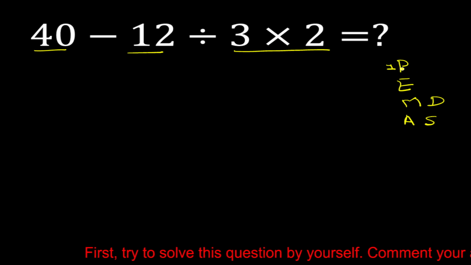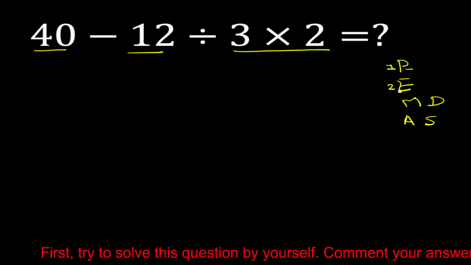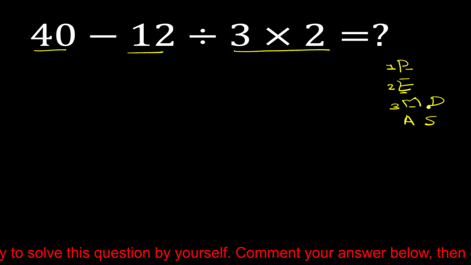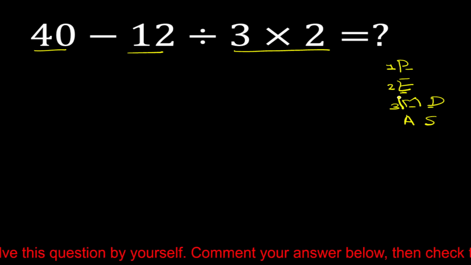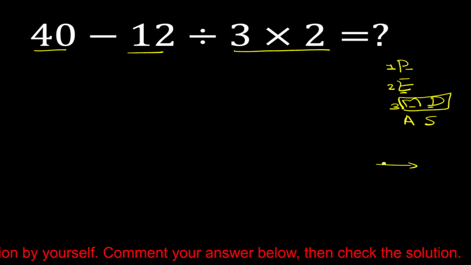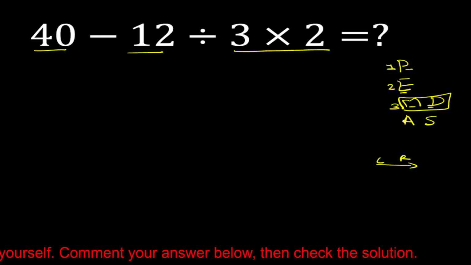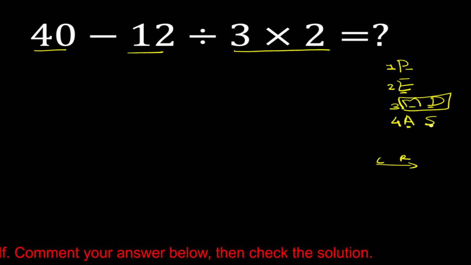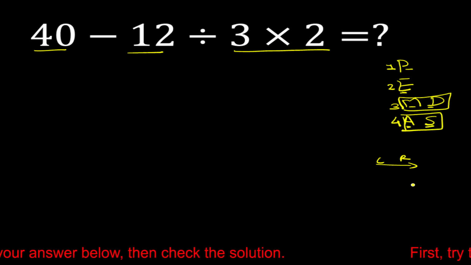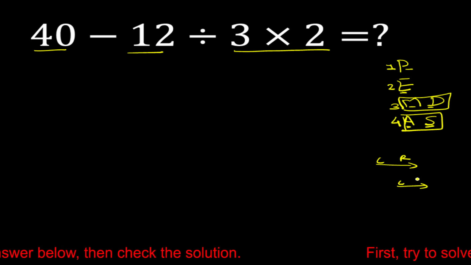First priority is P, which means parenthesis. Second priority is E, which means exponents. Third priority is M, which means multiplication, and D, which means division. Here multiplication and division both have equal priority, so we have to solve it from left to right. Then fourth and last priority is addition and subtraction. Also addition and subtraction both have equal priority, so we have to solve it from left to right. Okay.